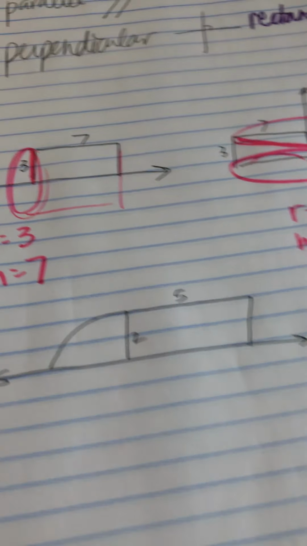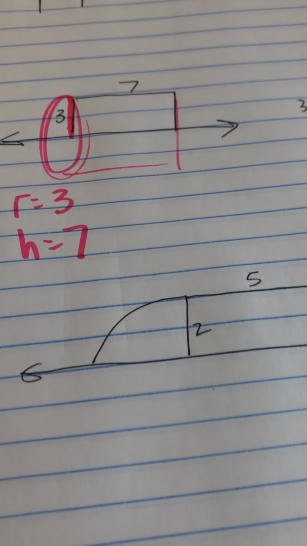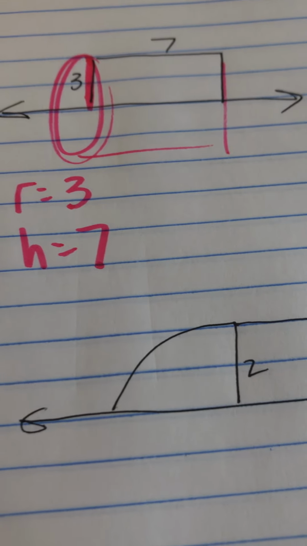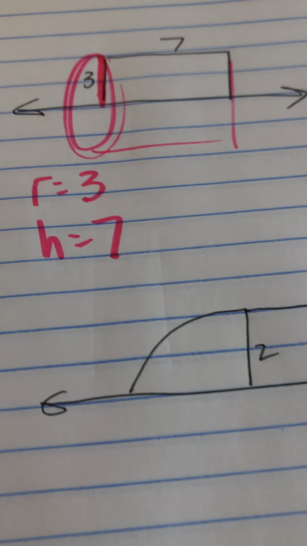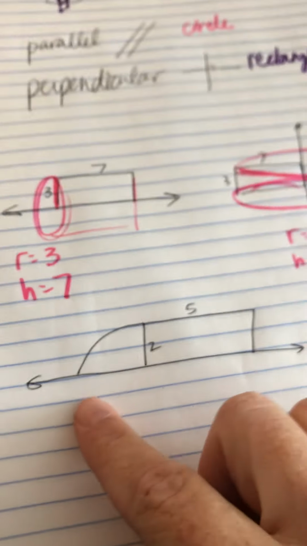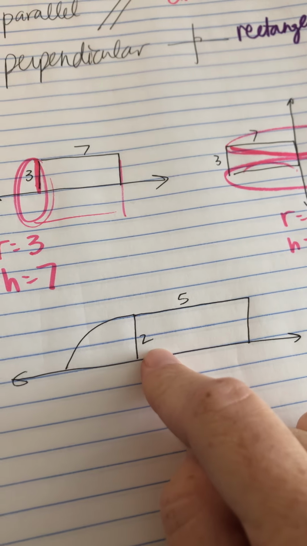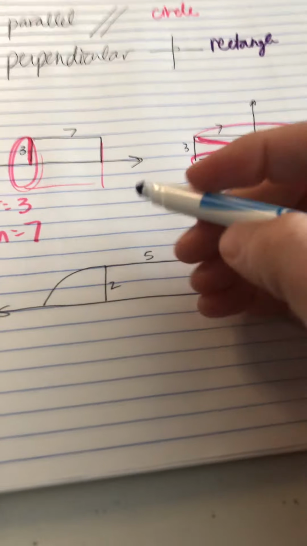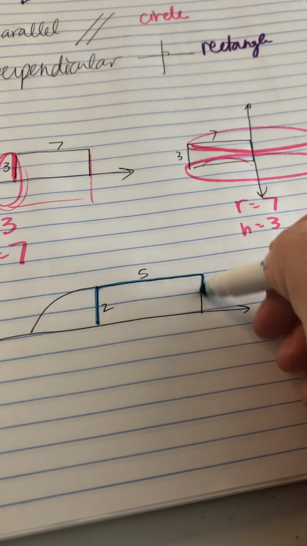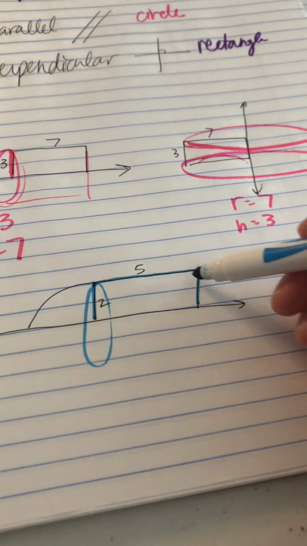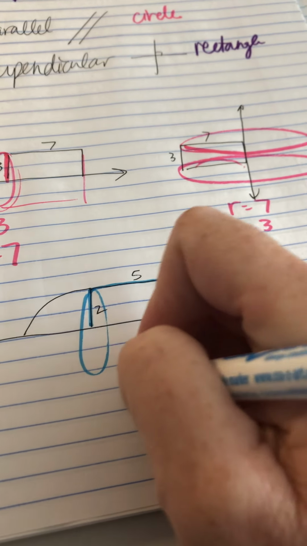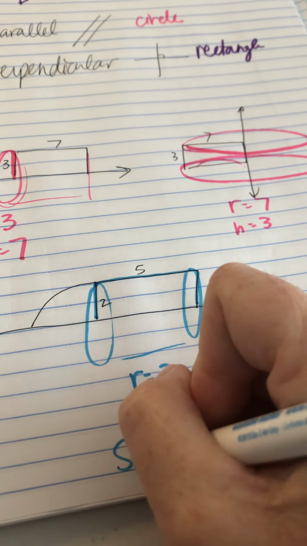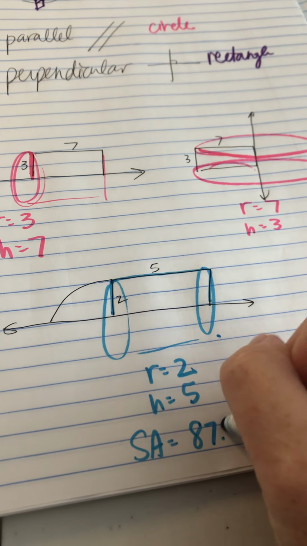Okay, the last one I'm gonna cover is this little guy. Let me find my example if you don't mind, because I had several students ask me about this guy. It looks almost like a basketball field or a bullet or something like that. So most of you guys would see that right here, here's my line. So just like before, this is going to create that cylinder, and so it's going to have a radius of 2 and a height of 5. And so when I put it into my surface area equation, I get 87.96.